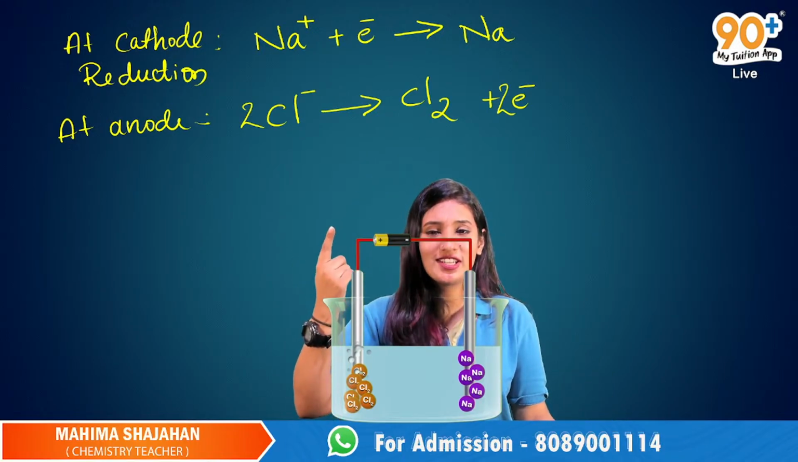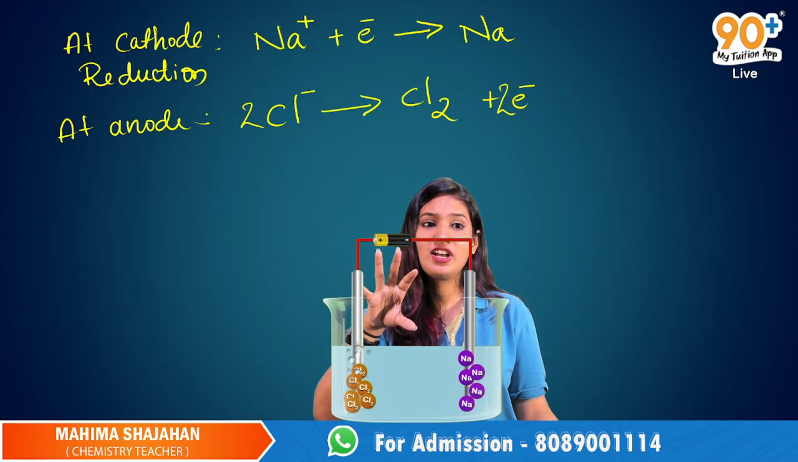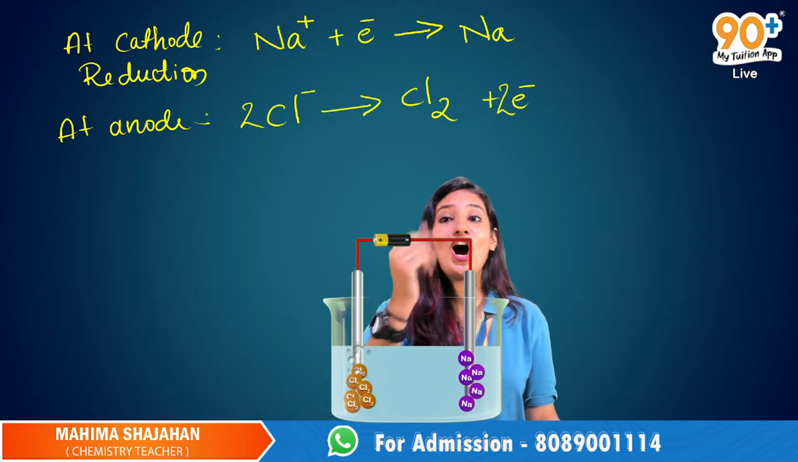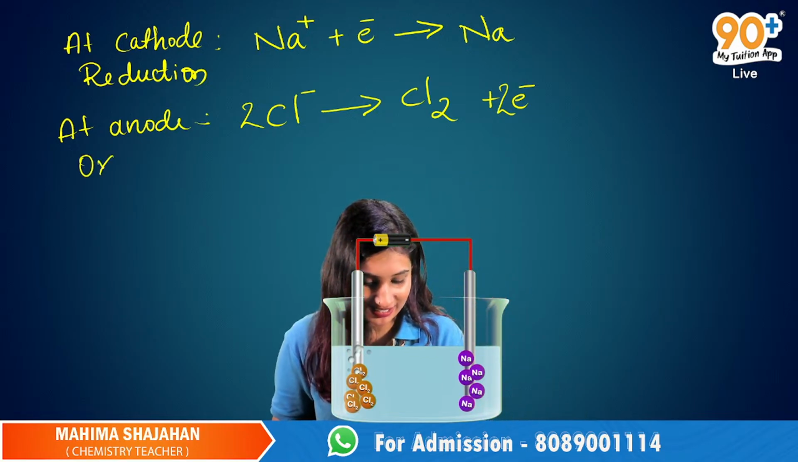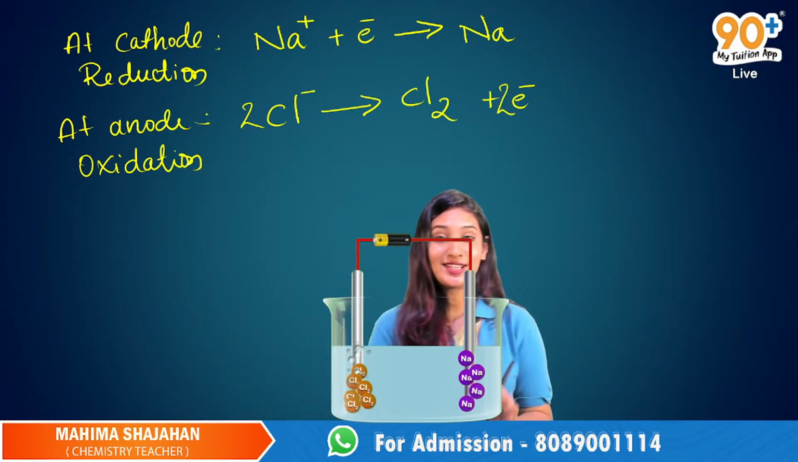Now tell me, what is loss of electron called? The process of losing of electron is nothing but oxidation.